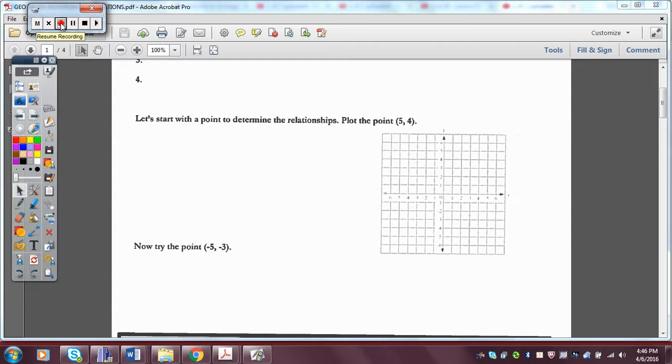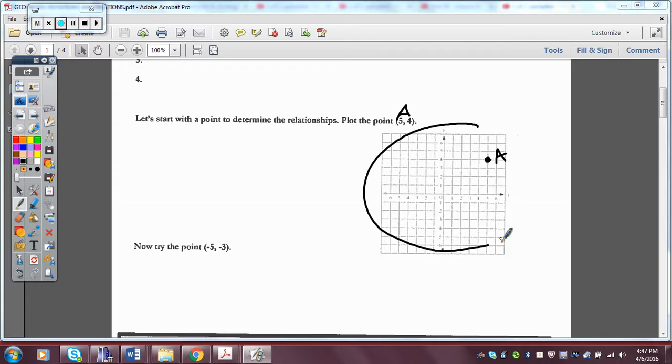Okay, so I want everybody to look at this first example. Let's plot a point to determine the relationship. So I want everybody to plot the point 5, 4, and we're going to call this point A. Okay? So 5, 4 is up here. Okay? Now when we rotate something, I plotted that wrong, that's 5, 5, sorry. 5, 4. I'm going to call that A. All right? When you rotate something, you're usually going counterclockwise.